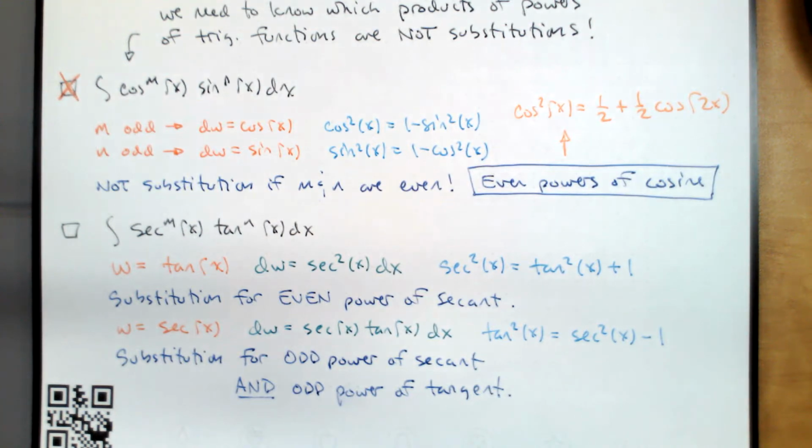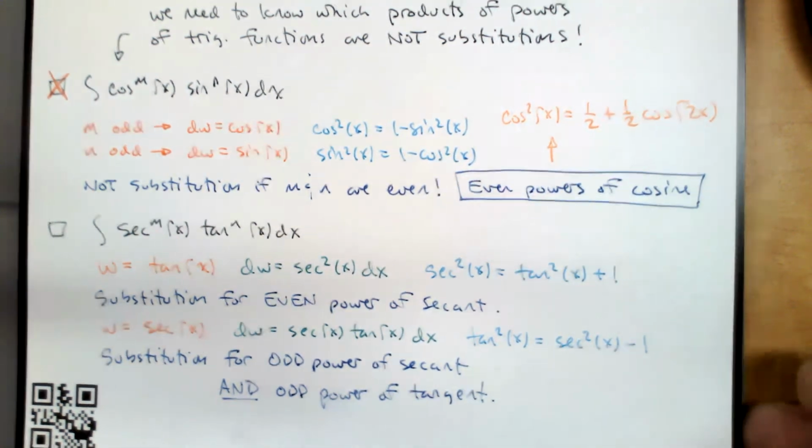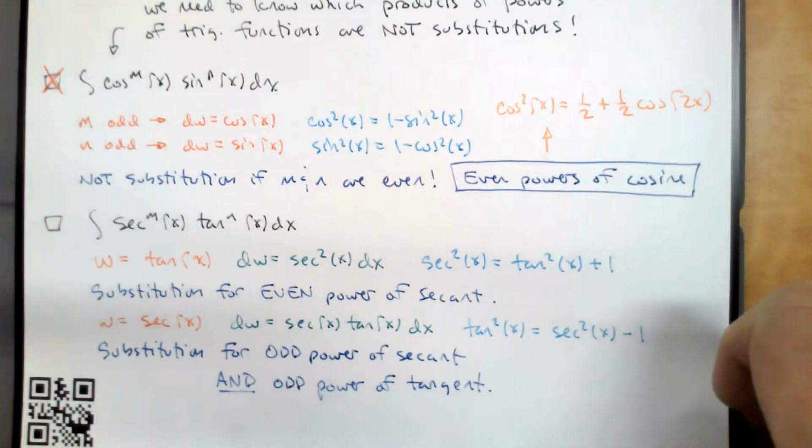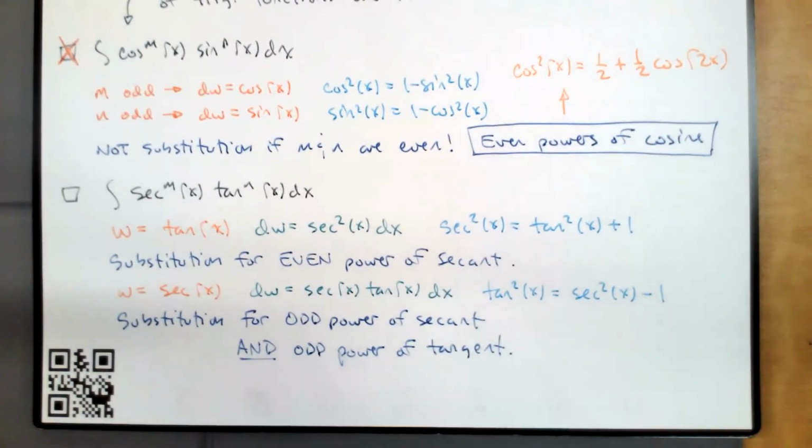So this is the substitution that we can make if we have an odd power of secant and an odd power of tangent. To make the substitution secant, I need a secant and tangent. One tangent to contribute to the dW. The remaining even power of tangent can convert to secant.